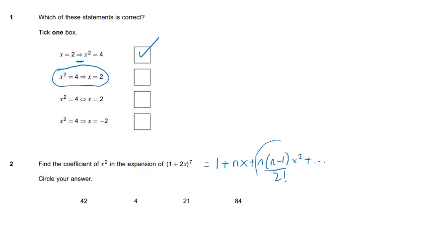Okay, so we want this term here. So in this case, we've got n is 7, so we've got 7 times (n minus 1) is 6, divided by 2 factorial. And instead of x, we've got 2x, so we've got (2x) all squared. So if we multiply that all out, we've got 42 times 4x squared divided by 2. 4 over 2 is 2, 2 times 42 is 84.